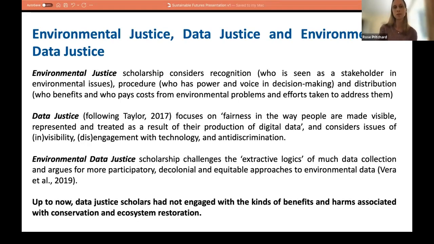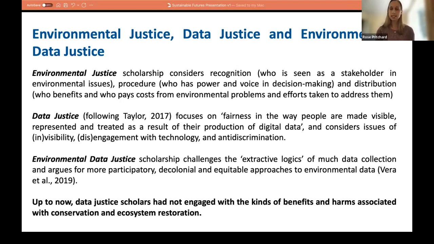But more recently, we've also seen this developing body of scholarship on data justice, and Linnet Taylor defined this as fairness in the way people are made visible, represented, and treated as a result of their production of digital data. Fundamental ideas here are around things like invisibility, who's seen and who is left invisible, disengagement with technology, how much choice do we have about whether or not we're engaging with particular digital technologies, and anti-discrimination. No one should be made vulnerable to harm because of the ways that they're seen through data.